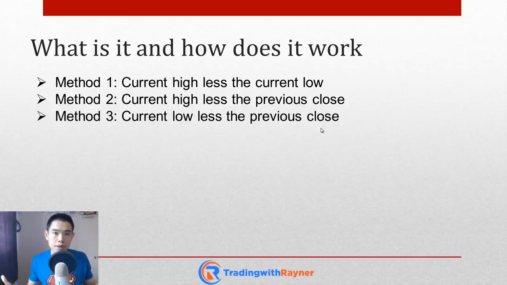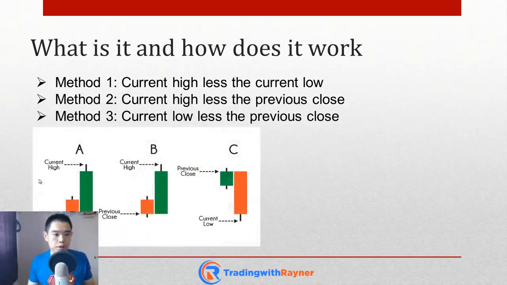Now, why are there three methods? The reason is simple. It's because of the way the charts can form. For example, if what you get is, let's say, a bullish engulfing pattern, you go with method 1. Let's say image A. Method 1, current high less the current low. This is the high minus the low, and this will give you the true range of this market that you are looking at. If, let's say, you have a bearish engulfing pattern on your chart, what you'll do is you take the current low minus the previous close to give you this range over here. So that's how you actually calculate the true range on your charts.